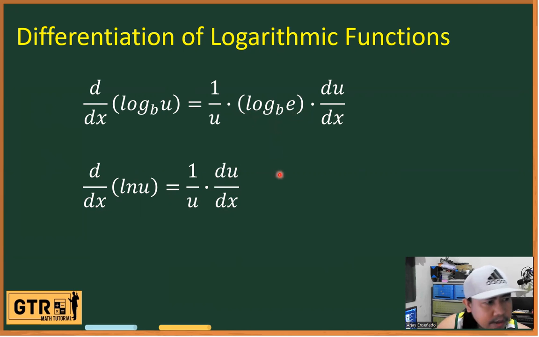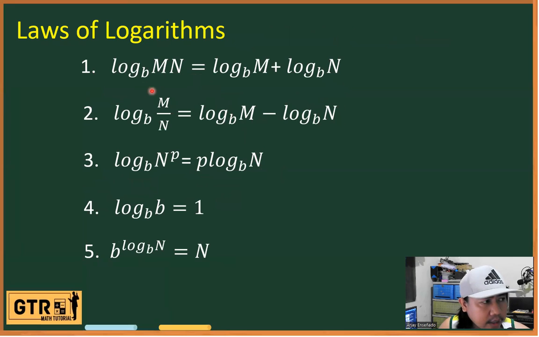Okay, so let's answer number 1. Or we will use these laws of logarithm. We have 5 laws for logarithm. Logarithm of m times n to the base b is simply equal to the sum of the logarithm of m to the base b plus logarithm of n to the base b. So logarithm of a product equals the sum of logarithms. Then we have the logarithm of a quotient, logarithm of m over n to the base b, that is equal to logarithm of m to the base b. If it is in the denominator, that is minus. So minus logarithm of n to the base b.